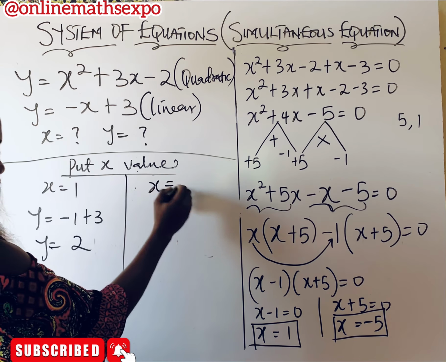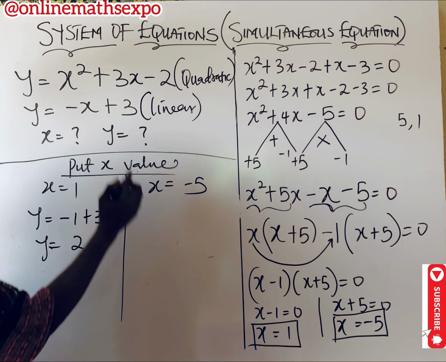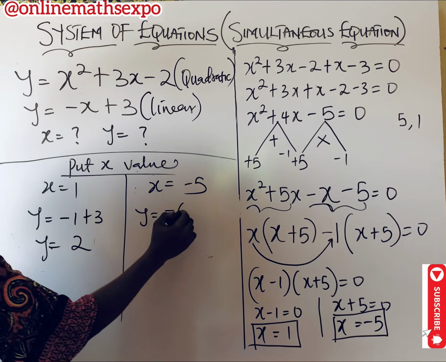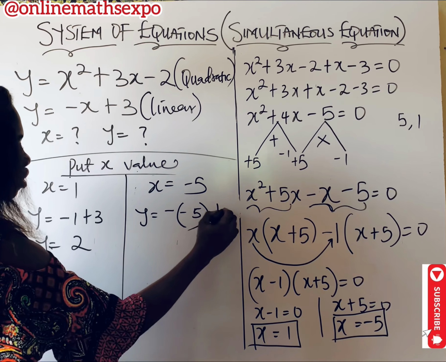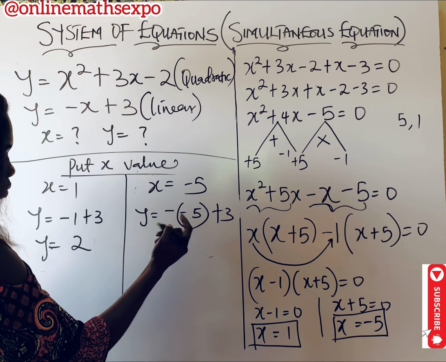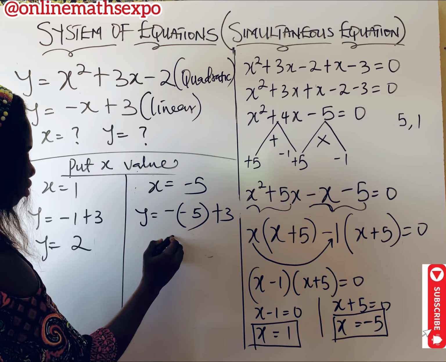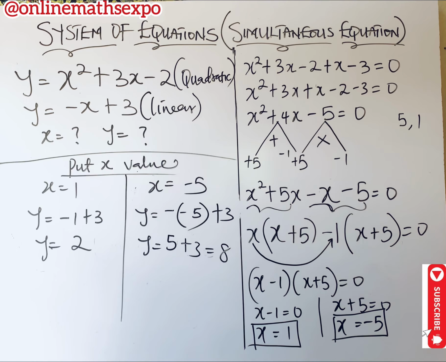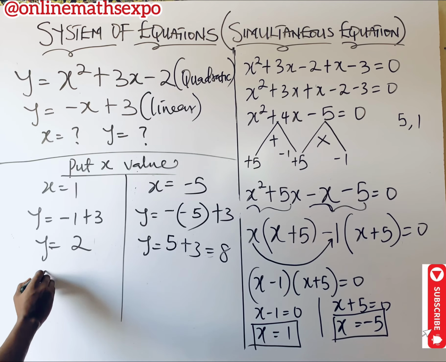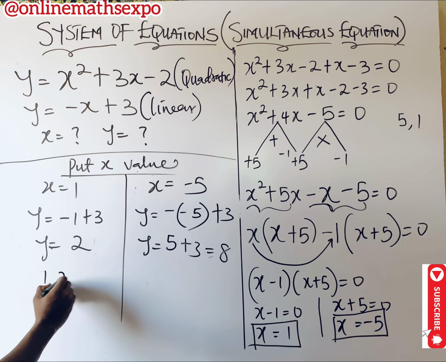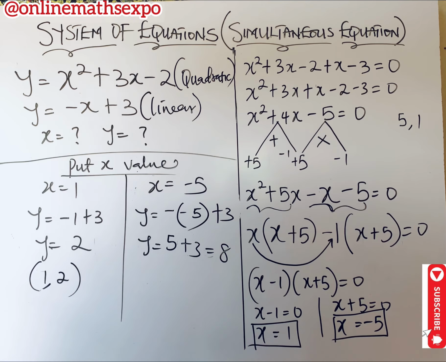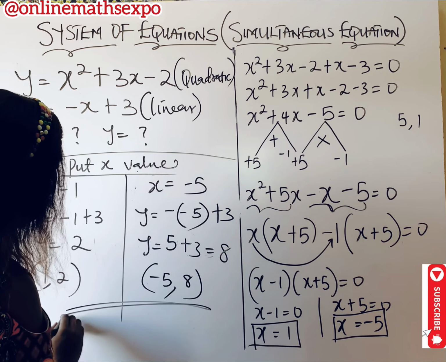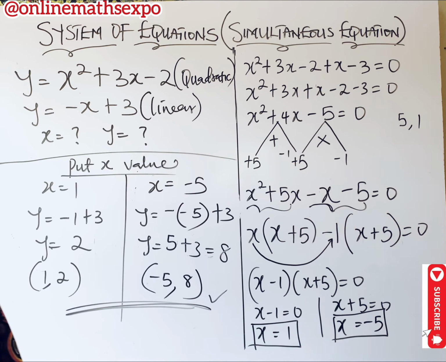Okay? Then when x is negative 5, also put it here. We're going to have y is equal to negative, our x is negative 5. So we have this. Then plus 3. So if you simplify this, negative multiplied by negative is giving us positive 5 plus 3. So y will give us 8. Now these are the values we got. So what it means is that when x is 1, our y will be what? 2. So we are making it to be in pairs. Then for this, it means when x is negative 5, y is 8. So these are the pairs of values of x and y in this tutorial.